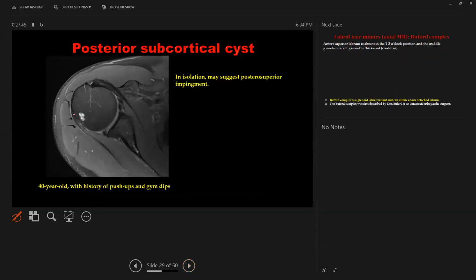Again, if you see cystic changes in the superior humeral head in isolation, especially in young people who do a lot of push-ups and go to the gym, this can be a sign of posterior-superior impingement. Here you can see a bit of rounding up of the labrum and a little bit of thickening of the infraspinatus. This cystic change was secondary to the gym activity of this 40-year-old who does a lot of push-ups.